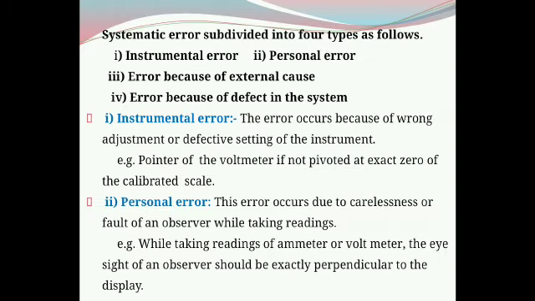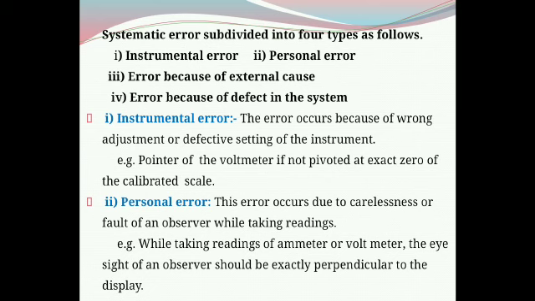These systematic errors are subdivided into four types as follows. First is instrumental error. Second is personal error. Third is error because of external cause. And fourth is error because of defect in the system.